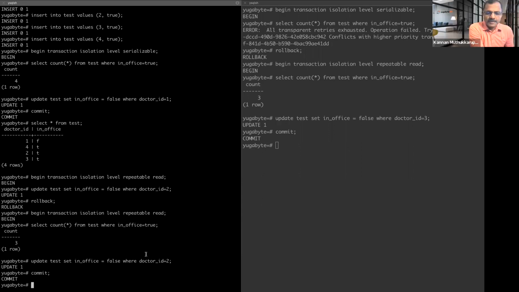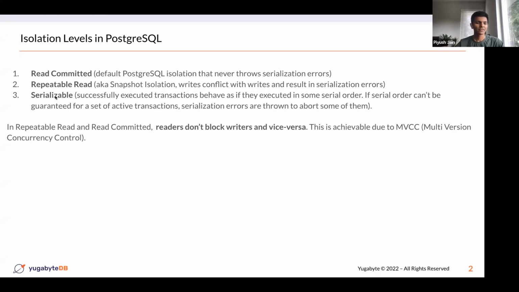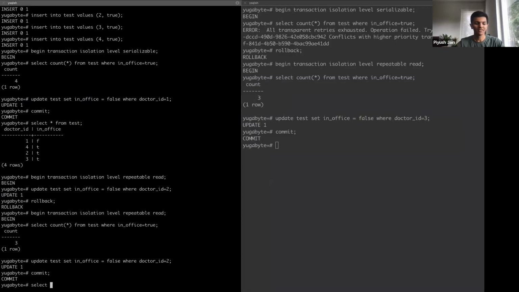And this is basically the weakness of repeatable read. So if you expect things to work as if transactions execute one after the other, you won't see that here.